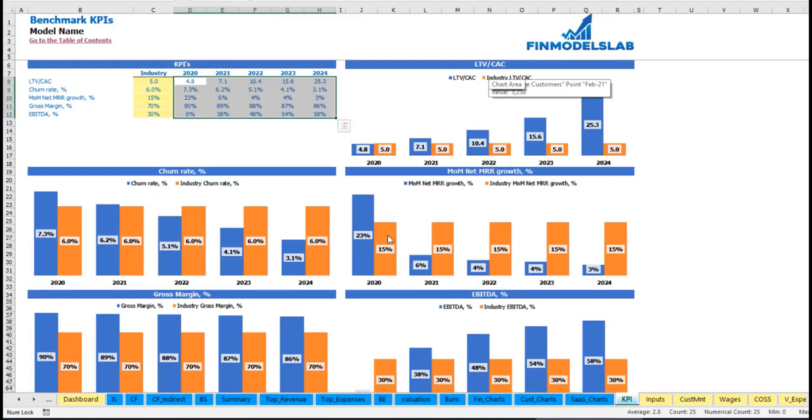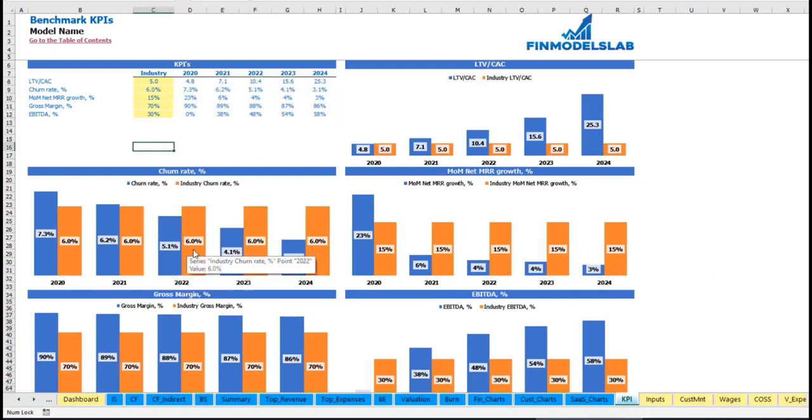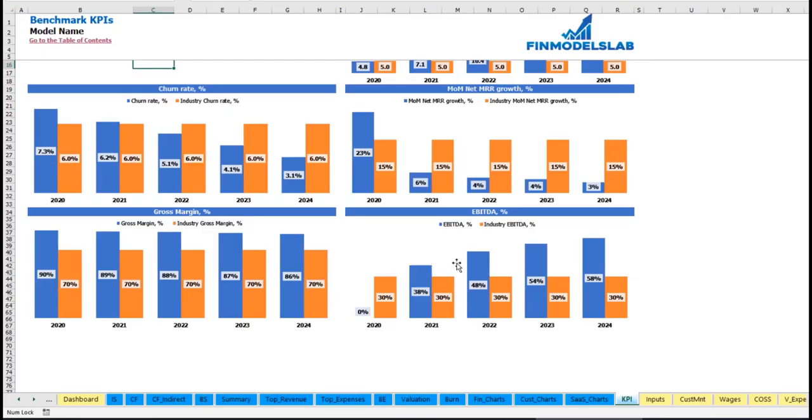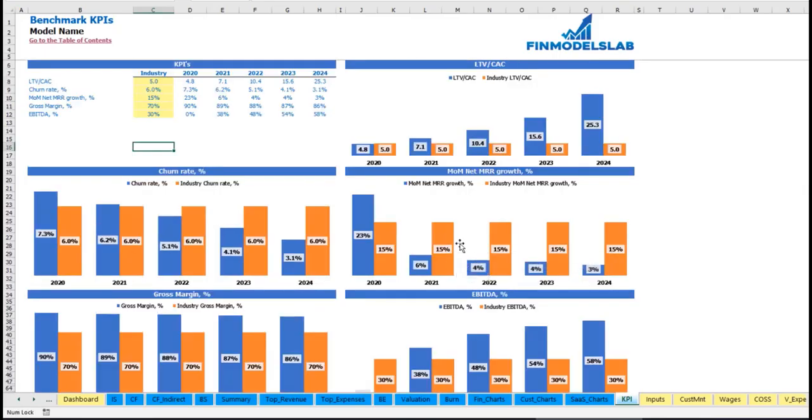On each chart, the orange column is the industry-specific benchmark, and the blue column is the value calculated by the model. So using this table, you can easily compare where you are in terms of the industry-specific benchmarks and how your business works in comparison to other businesses.